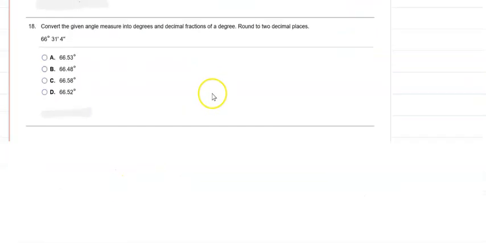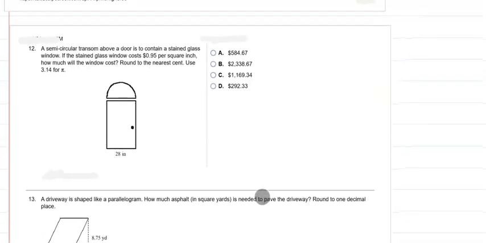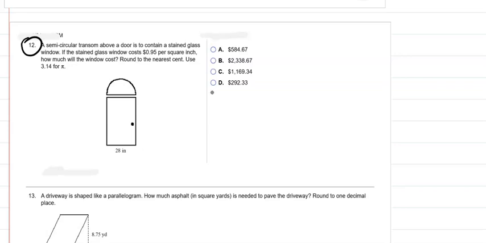All right, question number 12. That's question 12 here. A semicircular transom above the door contains a stained glass window. So this is the stained glass window above the door. If the stained glass window costs 95 cents per square inch, how much will the window cost? So I'm looking for how much cost for this window, not the whole window, but this semicircular window.